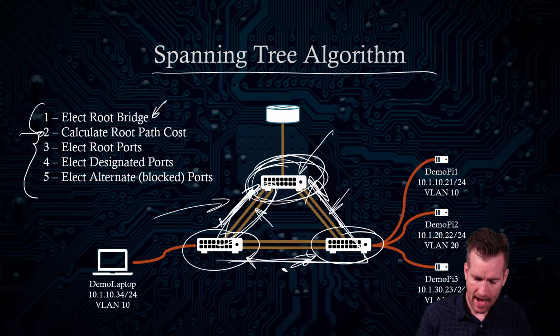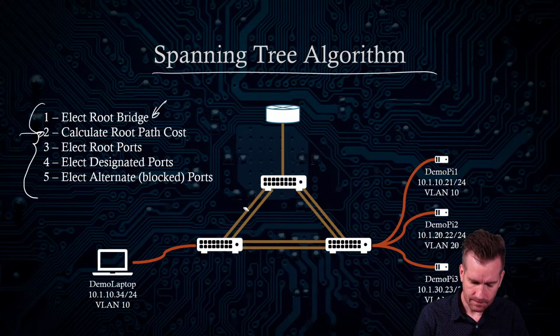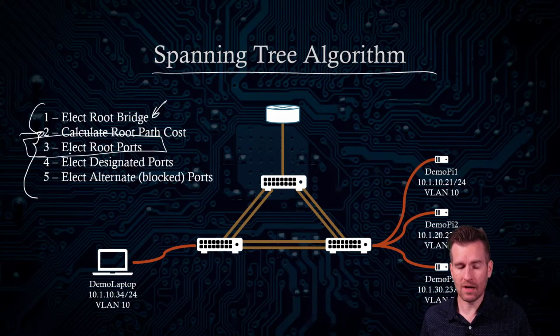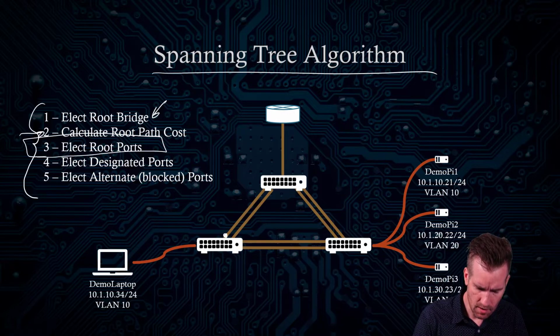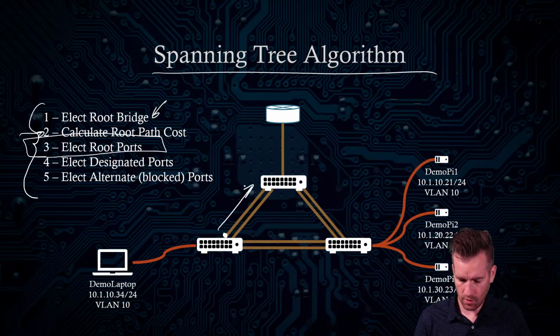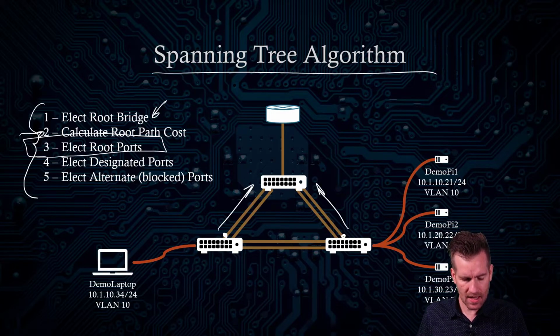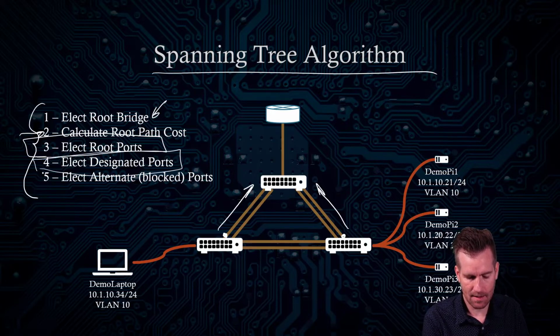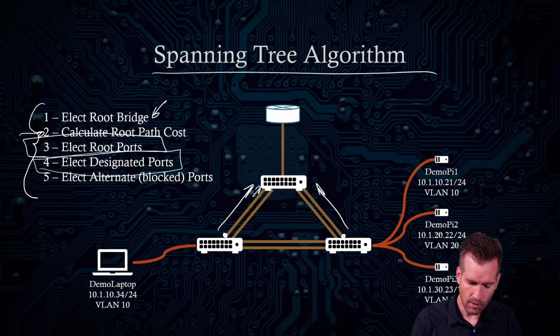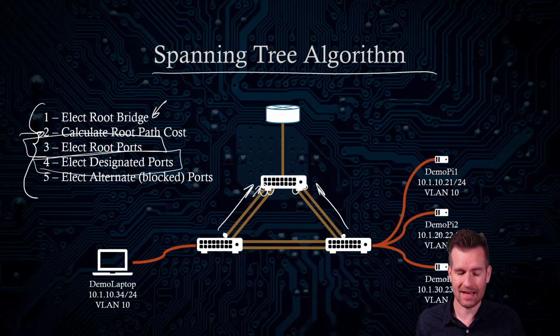Then once it does that, it's going to elect root ports. The root ports are going to be the ports that it's going to want to use to get to that root bridge. So it'll elect root ports to get to that root bridge, and then finally it will elect designated ports. Those are going to be the ports that are going to essentially be receiving it. We're not going to get real in depth into this, but it's going to elect quite a few designated ports on here and then use those.